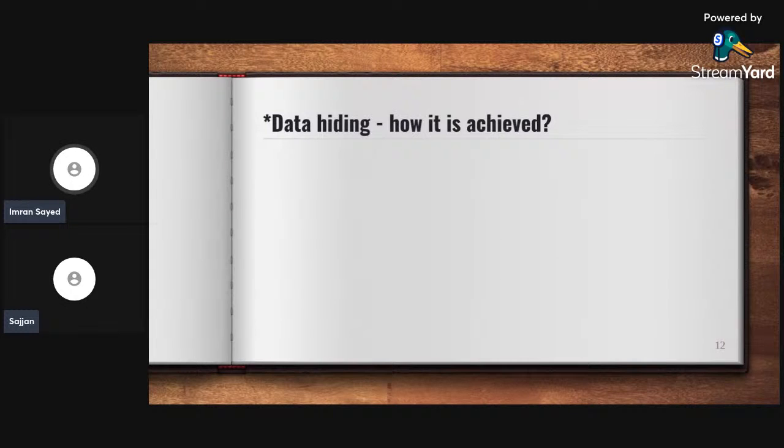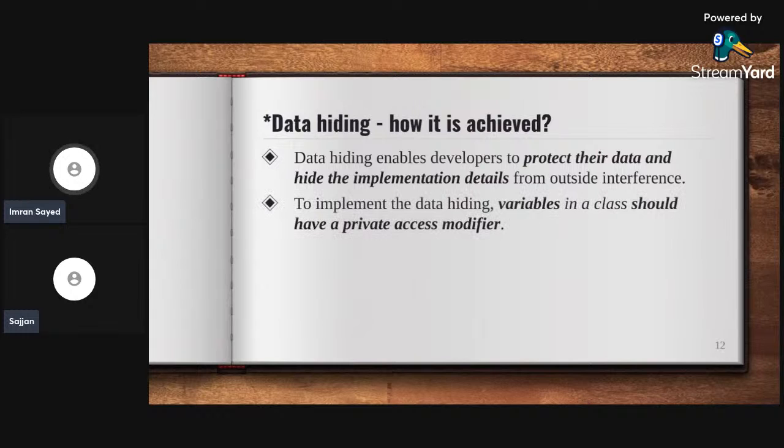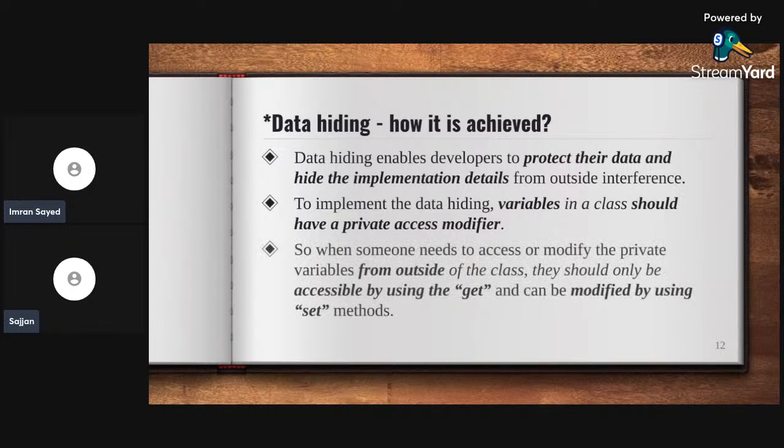Now let's talk about data hiding. Data hiding means showing just the essentials to the user while hiding all the details. So it enables the developers to protect their data and hide implementation details from the outside world. To implement data hiding, variables in a class should have the private access modifier. So when someone needs to access or modify private variables of a class, they should only be accessible using the get and modified using the set method.